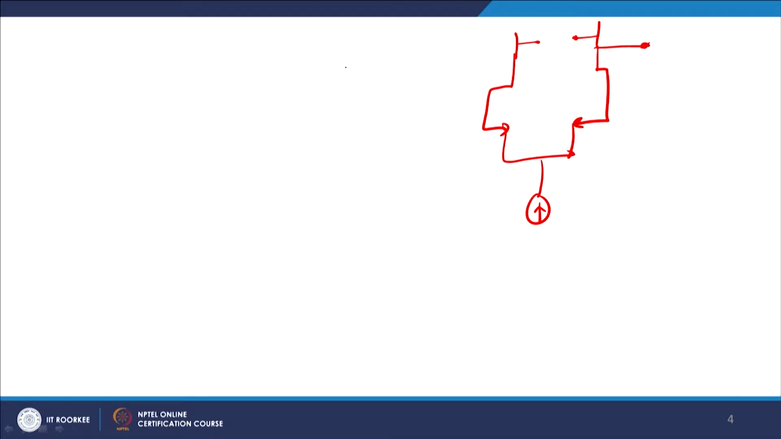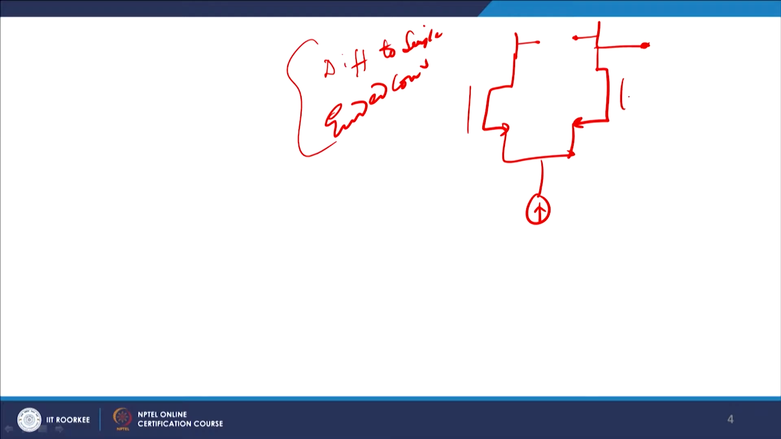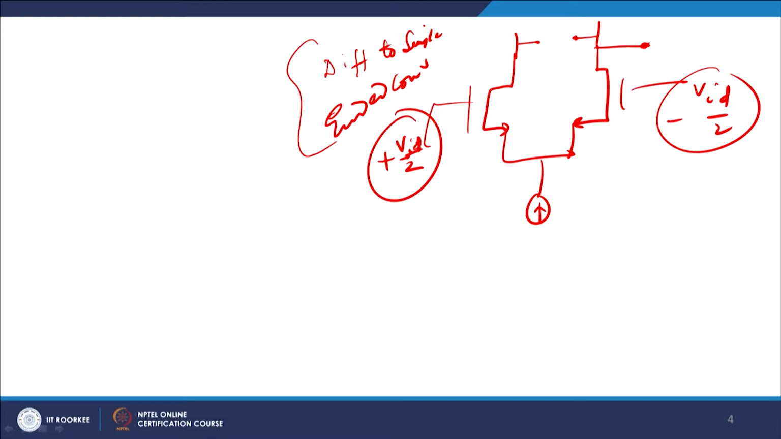This is known as a differential to single ended output converter. So, I am giving a differential input here, minus VID by 2 to plus VID by 2, and I am giving this and this. If it would have been purely differential, I would have found the output here, but no, I am only interested in a single ended output, so I take this.